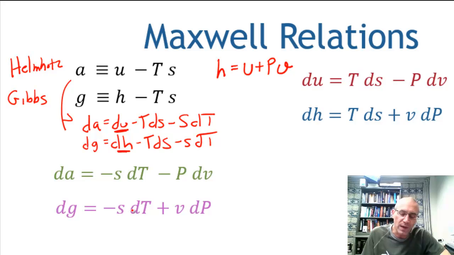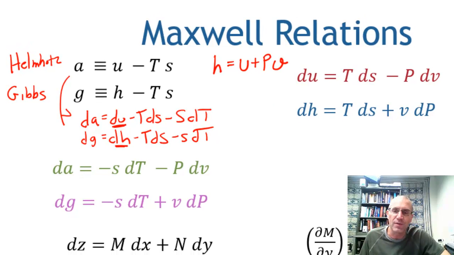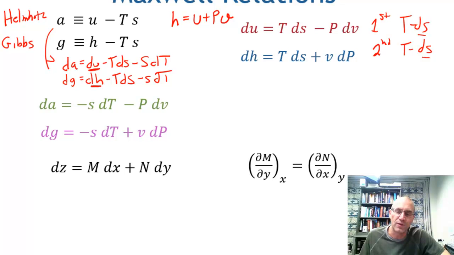But the most important thing I want to show between all four of those colored equations is that they all have this general form that we saw in the previous video, where we had dz is equal to M dx plus N dy. And we saw that for continuous functions, which all thermodynamic ones are, we could have this second relationship that I show on the right, with the partial of M with respect to y at constant x equal to the partial of N with respect to x at constant y. And there's something pretty convenient I can do with that.